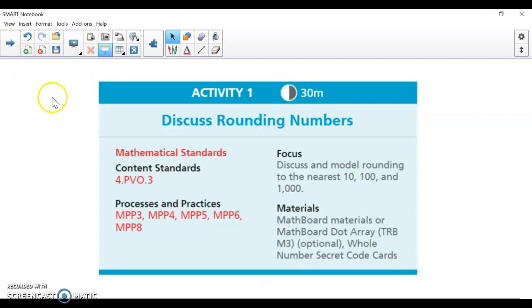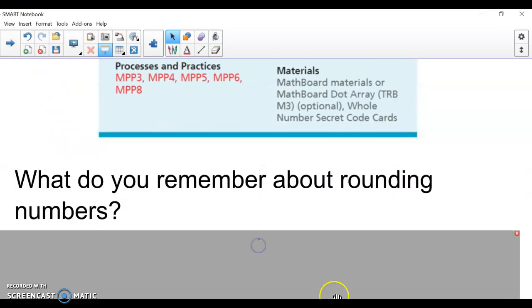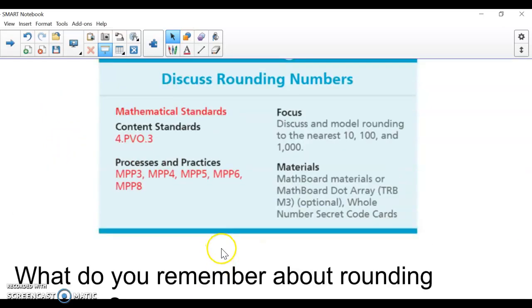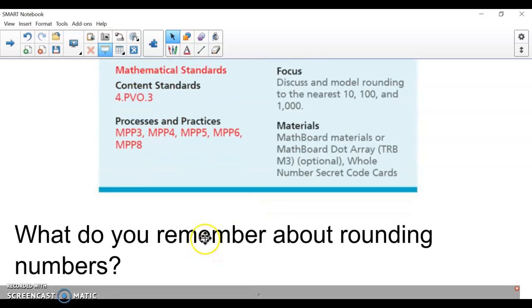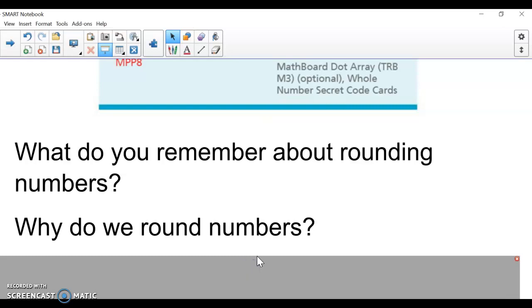Let's get started with rounding, right? If we first ask ourselves some questions, what do you remember about rounding numbers? Hopefully you remember that rounding numbers means you find about how much a number is. You're not dealing with exact numbers. You don't need the exact answer. Sometimes we do it when we want to save ourselves time, or especially when we're dealing with large numbers.